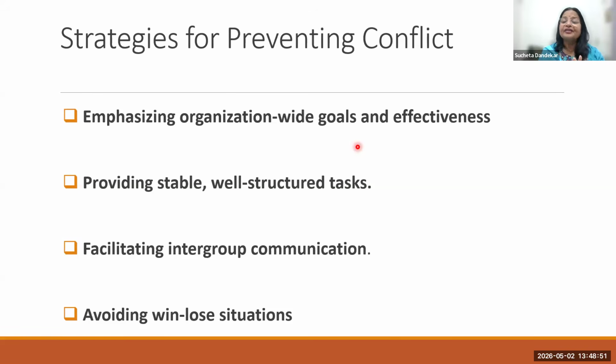There are many strategies for preventing conflict: emphasizing organization-wide goals and effectiveness, providing stable, well-structured tasks, facilitating intergroup communications, and avoiding win-lose situations, like you win and this group loses. That kind of situation we need to avoid.